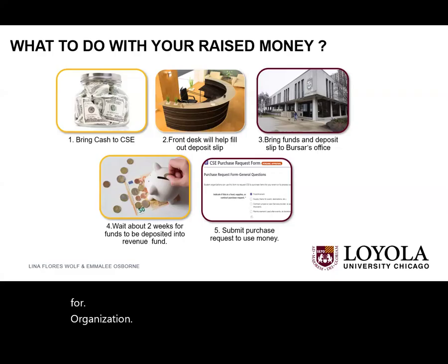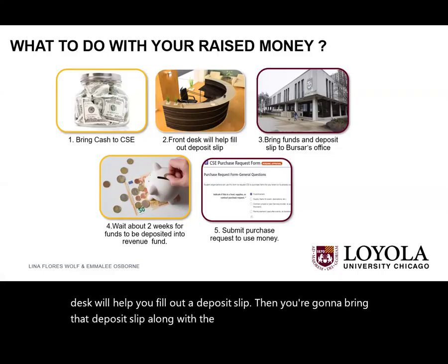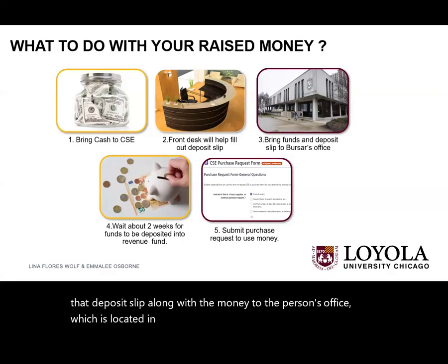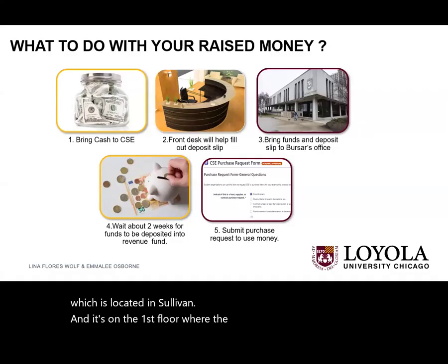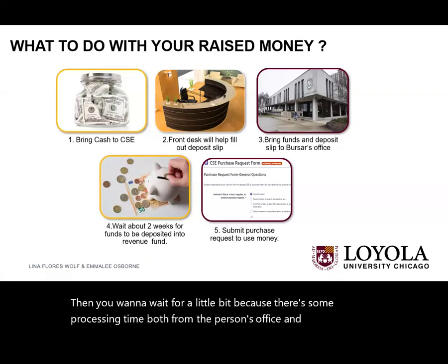In general, you're going to bring your money to CSC. The front desk will help you fill out a deposit slip. Then you're going to bring that deposit slip along with the money to the bursar's office, which is located in Sullivan, on the first floor where the campus cards office is. Then you want to wait for a little bit because there's some processing time both from the bursar's office and from the Center for Student Engagement.